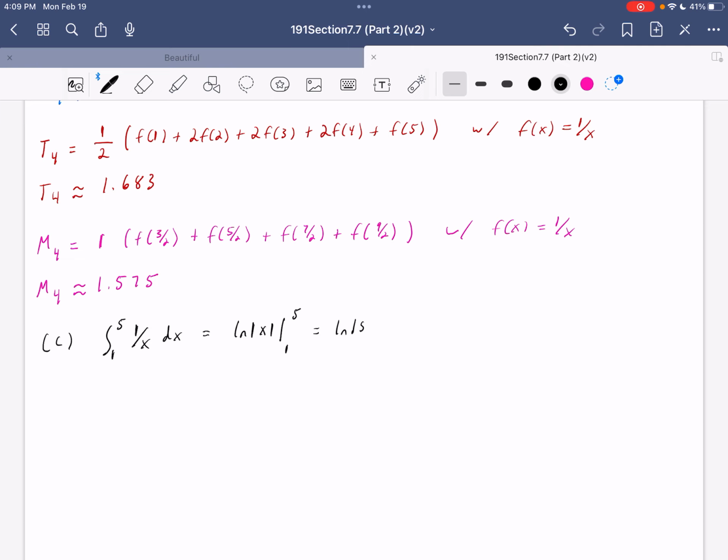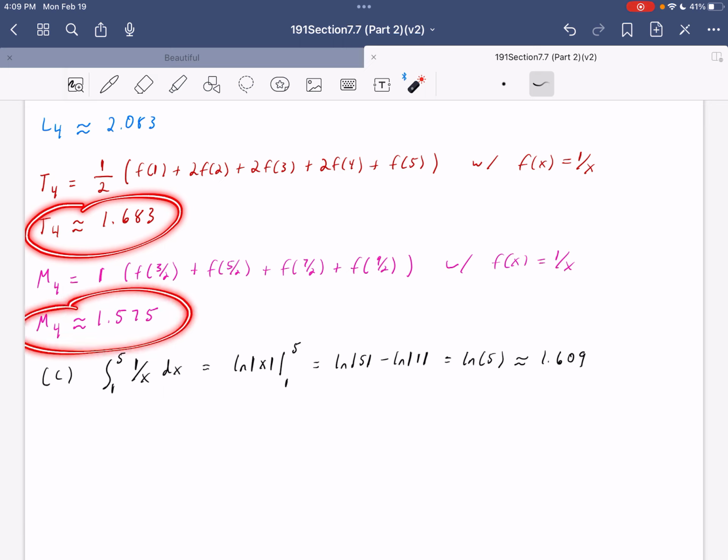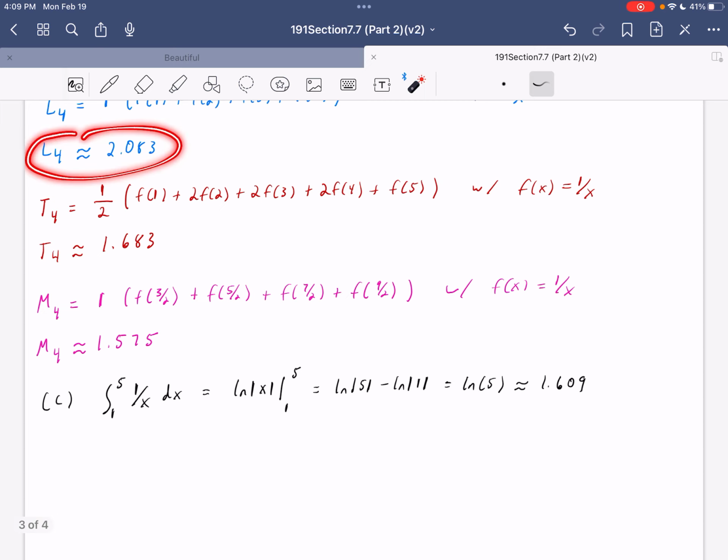Plug that in, we get ln absolute value 5 minus ln absolute value 1. Of course, the absolute values don't matter here. This is just ln 5 because ln of 1 is 0. And if we go ahead and determine that as a decimal, this comes out as approximately 1.609. Now, as you can see, this 1.609 is pretty close to what T4 and M4 were saying. It's not identical, of course, and we only did this with 4 partitions. So this was a very rough approximation. The L4 is pretty far off.